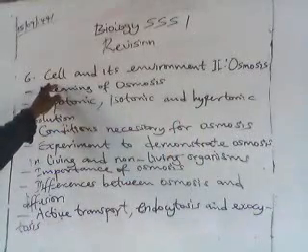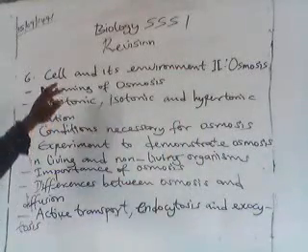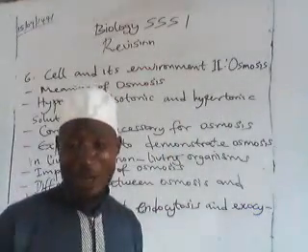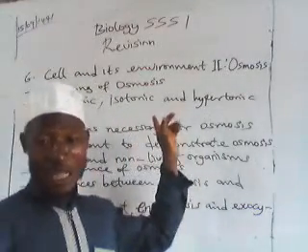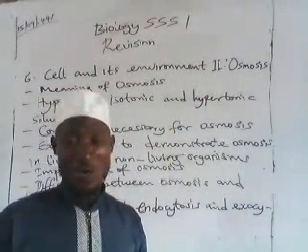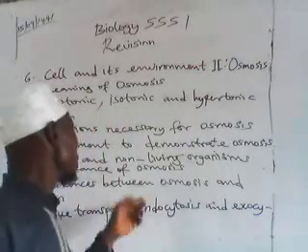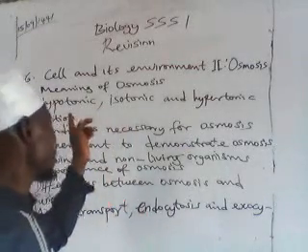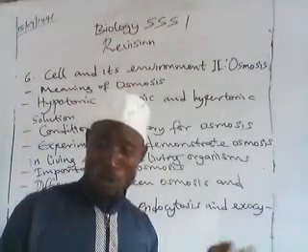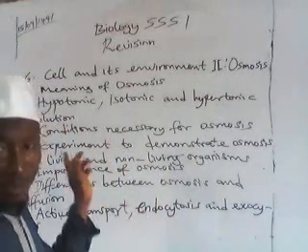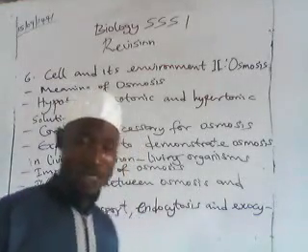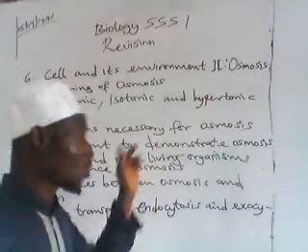Then another topic that we discussed is the cell and its environment. Under the cell and its environment, another topic we discussed is osmosis. We discussed the meaning of osmosis, then the meaning of isotonic solution. An example of an isotonic solution, as you know, is blood. Then we discussed hypertonic solution.